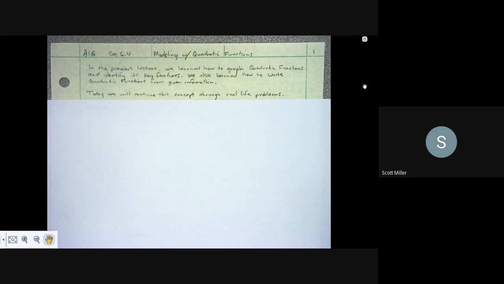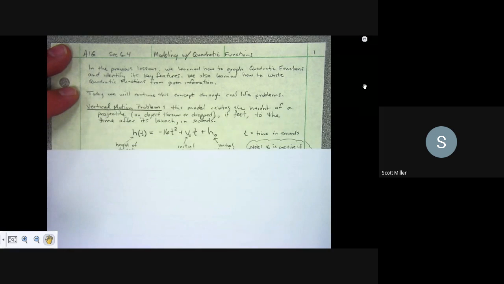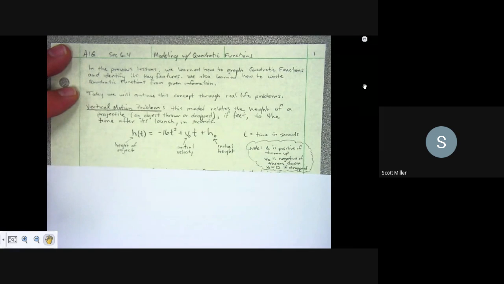Okay, today we're going to continue this process of writing functions, but we're going to do it through real life problems. To start us off, we're going to look at the first one, which is called vertical motion. Okay, vertical motion problems. These are projectiles.